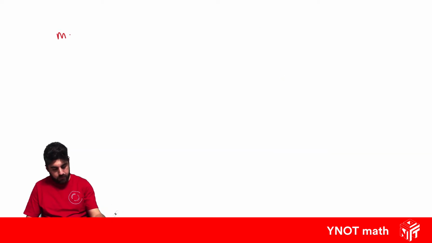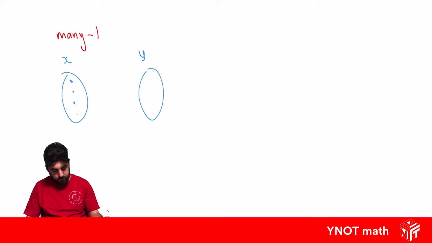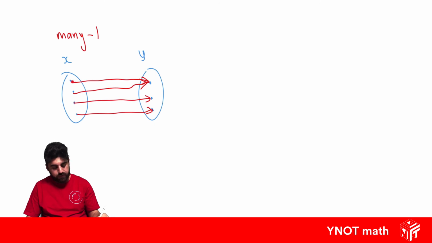Our next one is going to be a many-to-one function. So we'll draw our diagram of our points for x and y. And what's going to happen here is that many values of x can go to the same value for y. So you can see our first two values, different values of x, as in many, go to the one value for y.